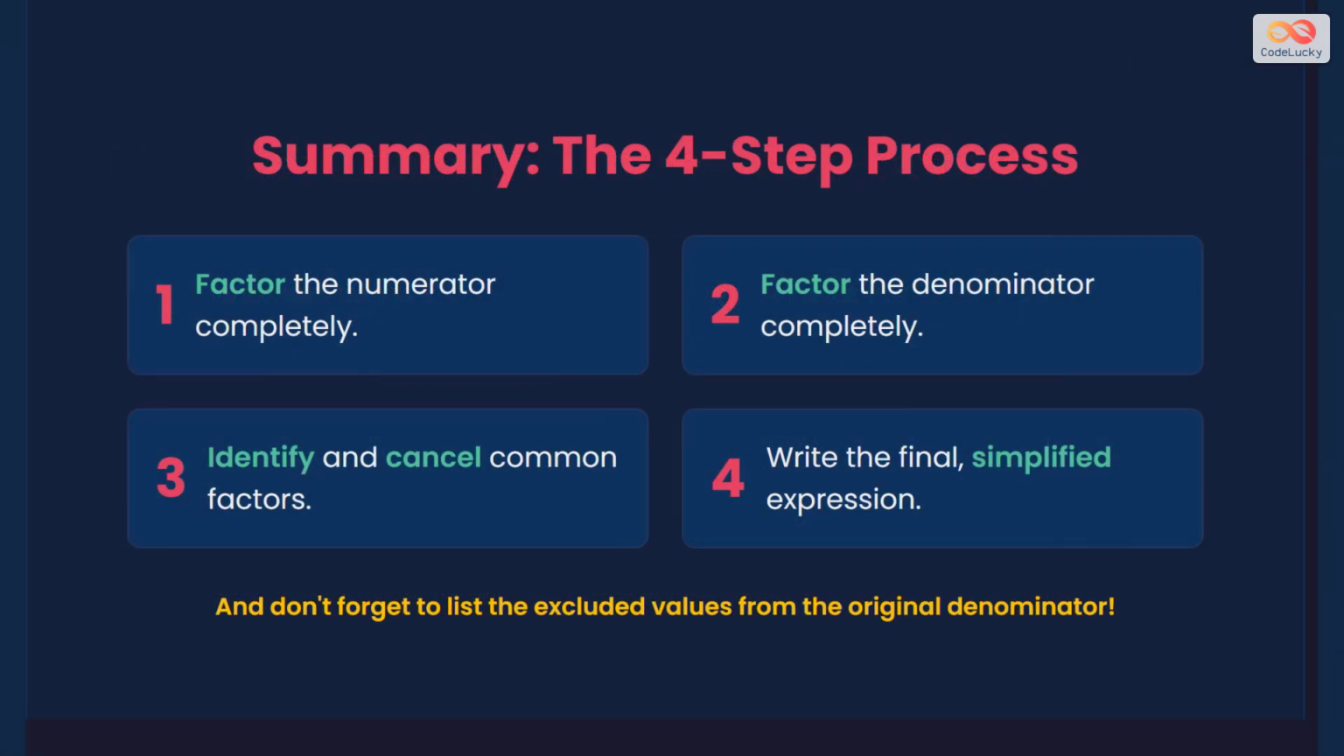To wrap it all up, here is the 4-step process. 1. Factor the numerator. 2. Factor the denominator. 3. Identify and cancel the common factors. And 4. Write down what's left. And always remember to note the excluded values from the original denominator. With these steps, you'll be able to simplify any rational expression.